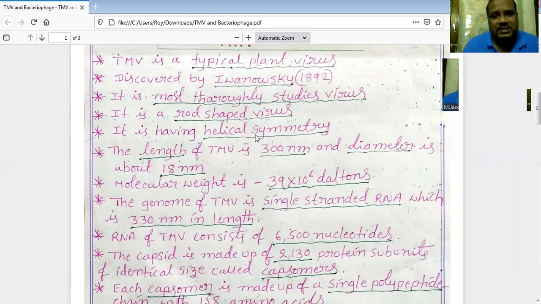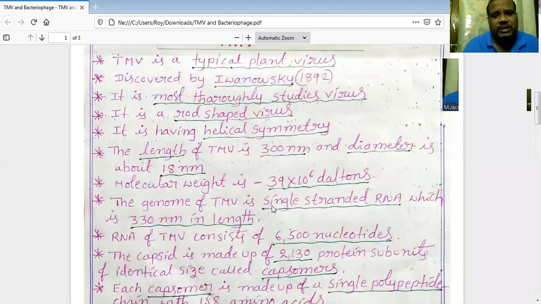It is a rod-shaped virus and it is having helical symmetry. Helical symmetry means the capsomeres are arranged in a helical manner around a core of nucleic acid. The length of TMV is 300 nanometers and the diameter is about 18 nanometers. The molecular weight of TMV is 39 into 10 to the power of 6 Daltons.